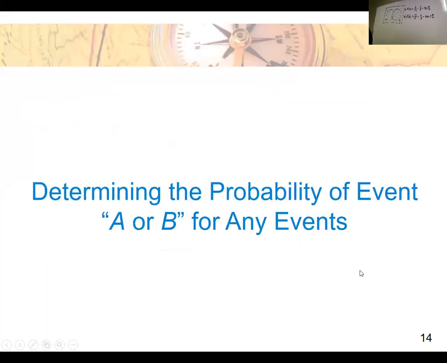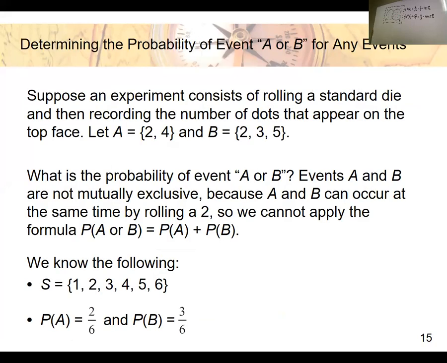All right, on the next slide, we'll talk about how to determine the probability of event A or B. And this will be for any events, whether they're mutually exclusive or not. All right, let's take a look at this situation. Let's say an experiment consists of rolling a standard die and then recording the number of dots that appear on the top face. So here we got event A, which means that we can roll a 2 or a 4. And then event B, we roll either a 2 or 3 or a 5. And I want the probability of event A or B.